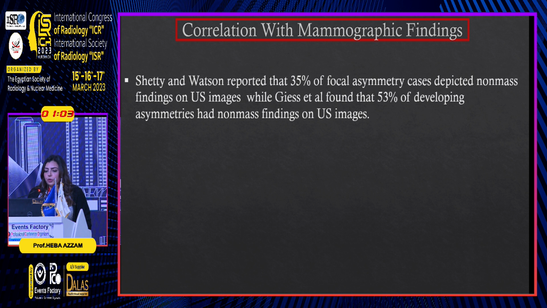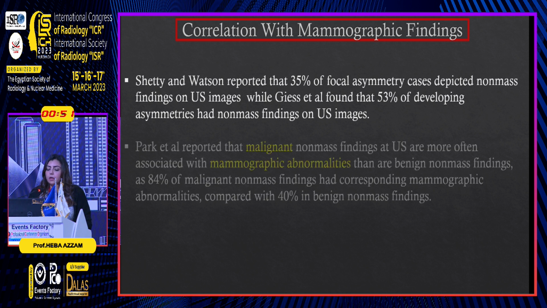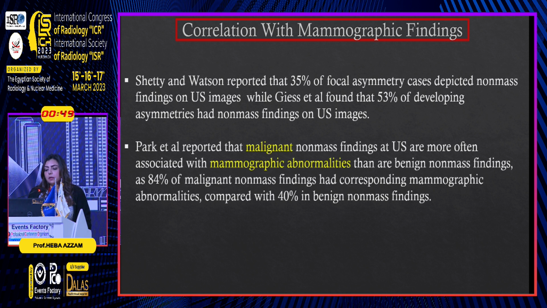Shetty and Watson reported that 35% of focal asymmetry cases depicted non-mass findings on ultrasound images, while Jesse et al. found that 53% of developing asymmetries had non-mass findings on ultrasound images. Park et al. reported that malignant non-mass findings at ultrasound are more often associated with mammographic abnormalities than are benign non-mass findings, as 84% of malignant non-mass findings had corresponding mammographic abnormalities compared with 40% in benign non-mass findings.